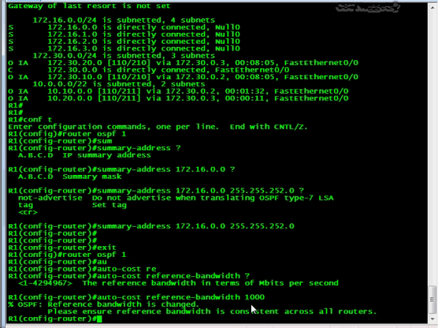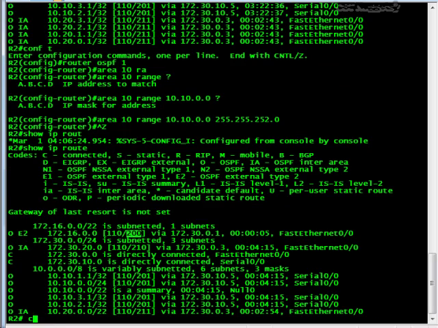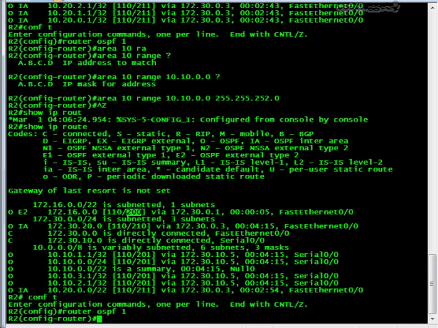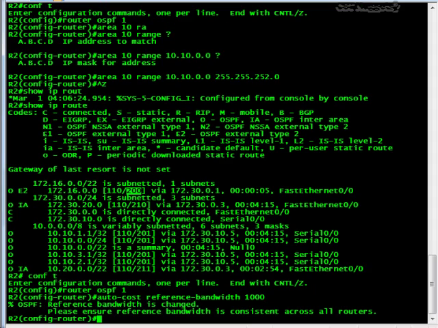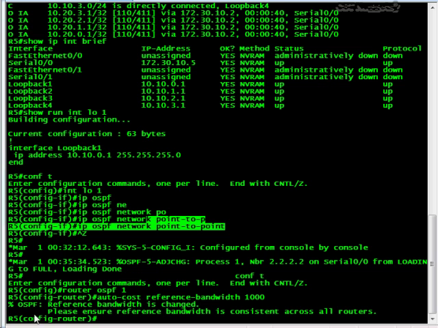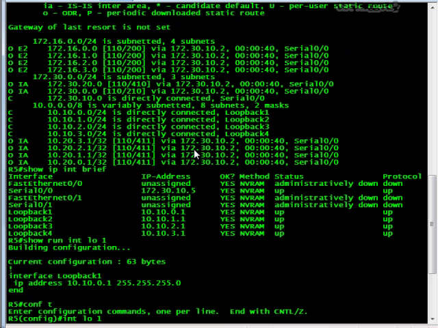It says please ensure it's accurate across all routers. So this would be something that we would go in on router 2, router OSPF 1, and I won't make you watch me do this on all of them. Let me flip back through the rest. There we go. And so now I've gone through all 5 routers. You can see I'm over here on router 5, got the auto cost reference bandwidth put into place.